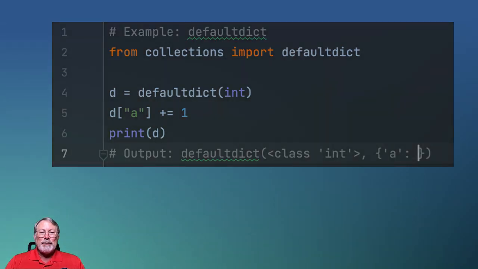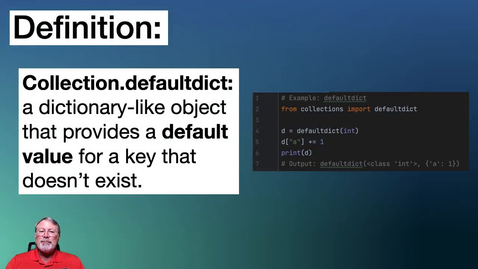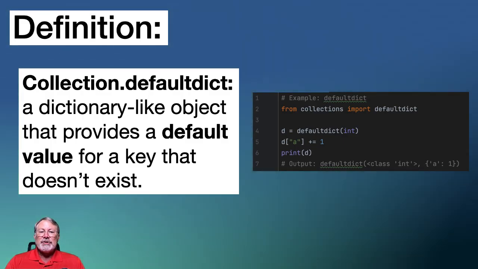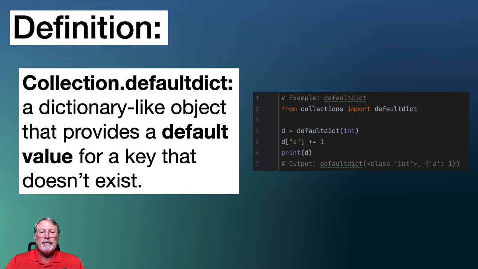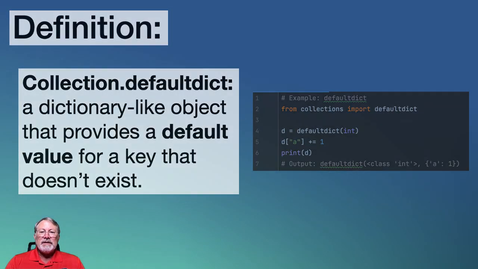Let's break it down. Defaultdict is a dictionary-like object that provides a default value for a key that doesn't exist. You don't have to check if a key is already present. It just creates one automatically using a default factory function. In this case, the default value is 0, just like calling int.